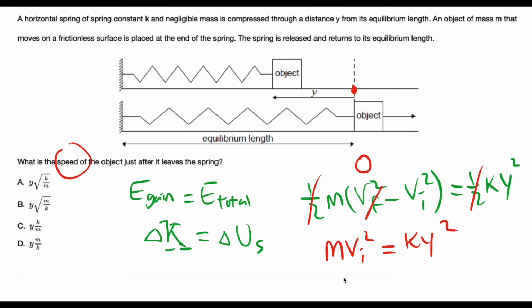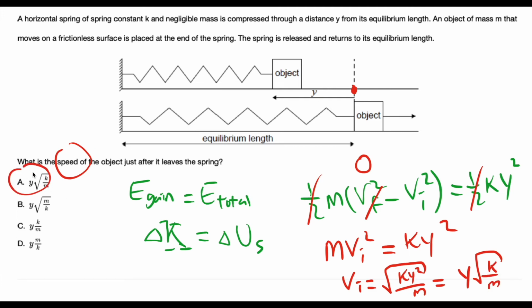Now we can calculate the initial velocity. It's going to be equal to the square root of ky squared over m, which is equal to y times the square root of k over m. So the answer is A.